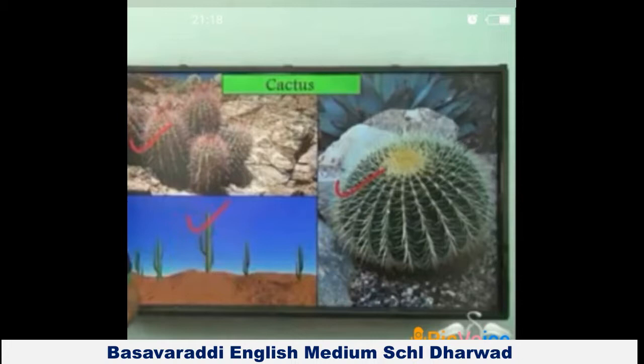A cactus. Now I am showing the picture of a cactus. A cactus has long and strong roots that go deep in the ground. The roots take water and minerals from the earth. It stores food and water in its thick stem. Its spines prevent water loss due to heat, which means leaves are reduced to thorns to prevent the loss of water.